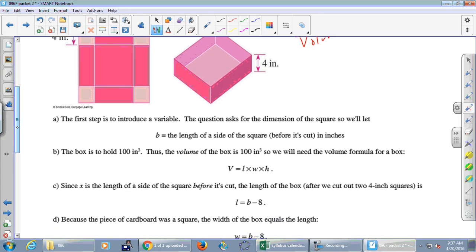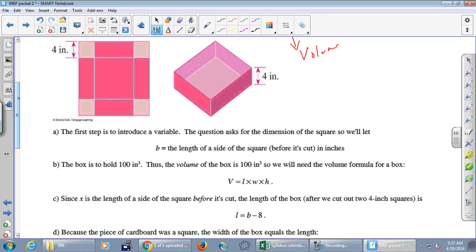Okay, so we'll first introduce a variable. The question asks for the dimensions of the square. So how about we'll let B represent the dimensions of the square. So that's the original side. And okay, so there's our definition. B is the length of a side of the square before it's cut, in inches. Remember we're always putting unit words in our definitions. The box is to hold 100 cubic inches.